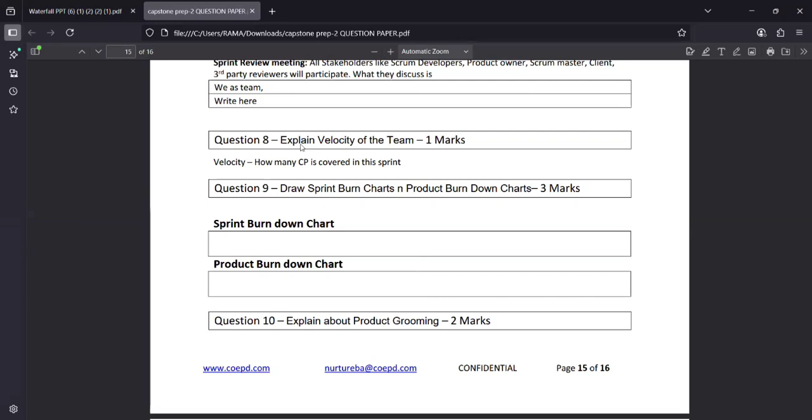So next, what is the product burn down chart? The product burn down chart shows the overall progress of the entire product backlog across multiple sprints. That is known as a product burn down chart. You need to draw the sprint burn down and burn up chart reports by using the Jira tool only.